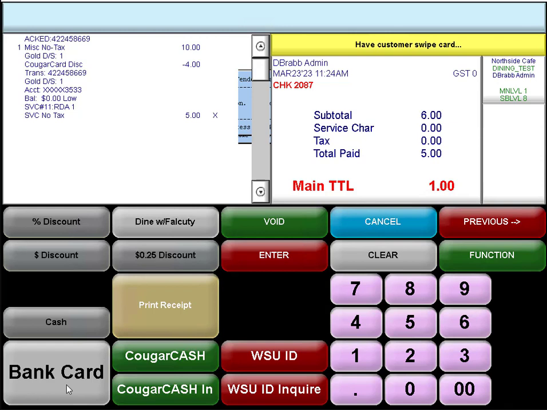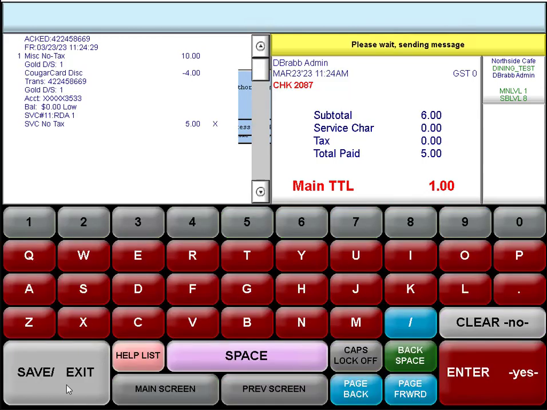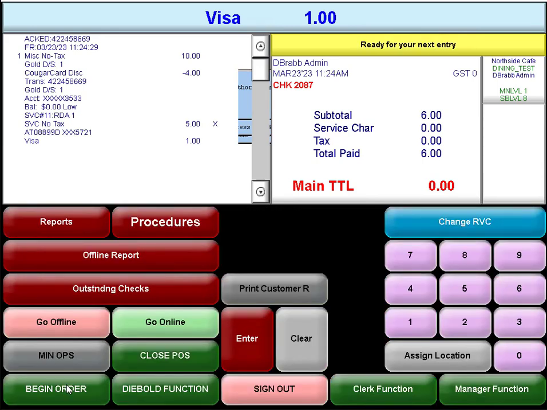And the customer will then enter their card into the credit card machine, and it will be processed. And as you can see, the transaction was complete and there is a zero balance. And it's really that easy.